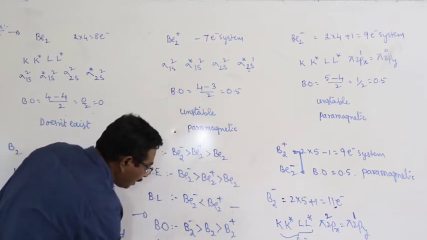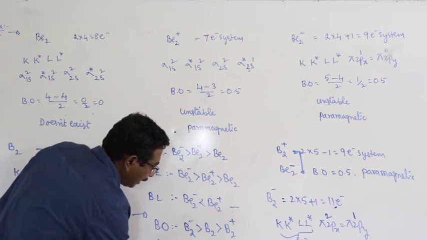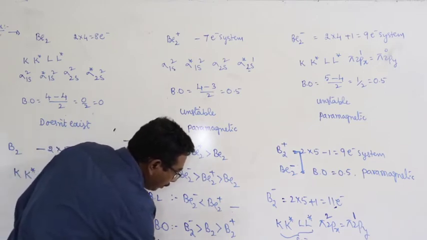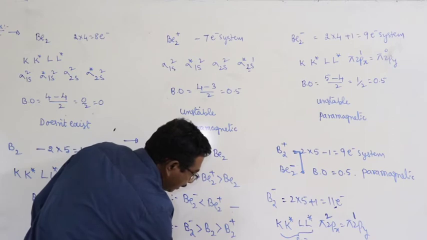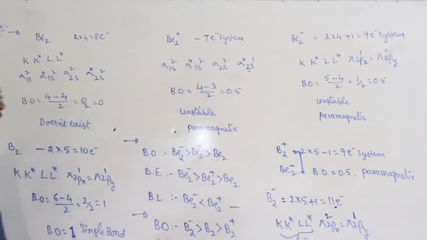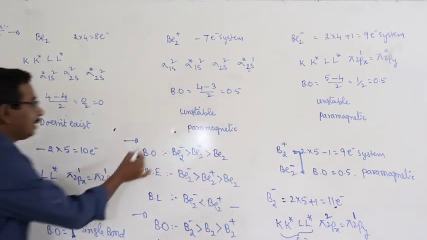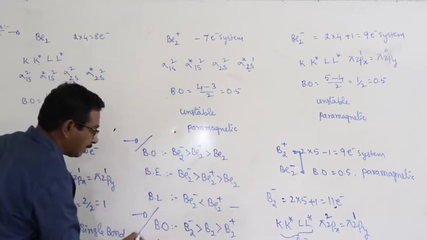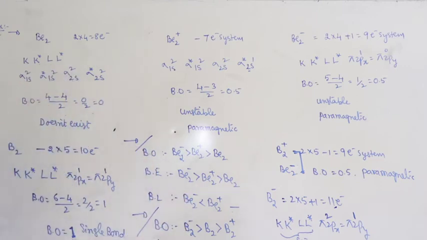What about the order of bond length? B2 minus less than B2 less than B2 plus. And here this is for the beryllium species, this is for the boron species.